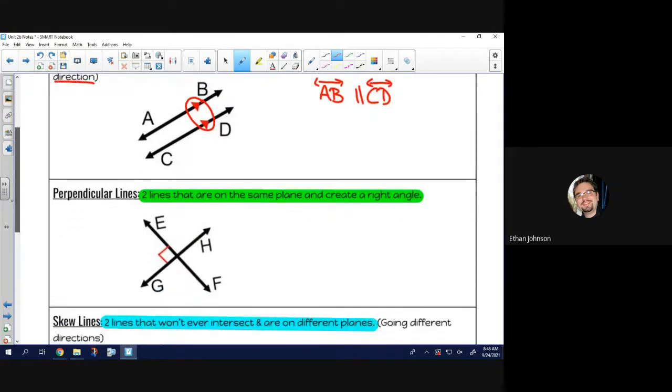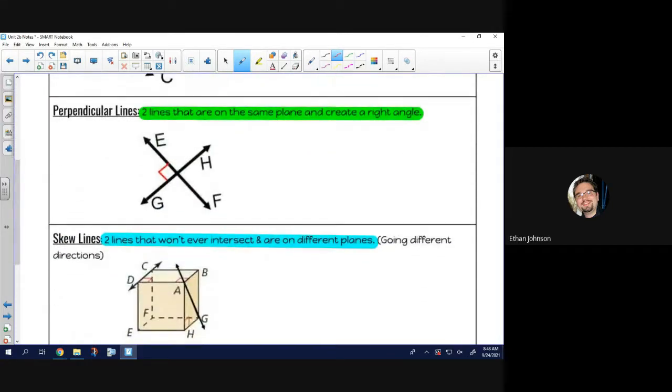Perpendicular. Perpendicular lines are two lines that are on the same plane and create a right angle. It is very important to remember that the definition of perpendicular means that they make a right angle. So to denote it on the picture, we have two lines or line segments, and we have a right angle. Remember that the box means right angle.